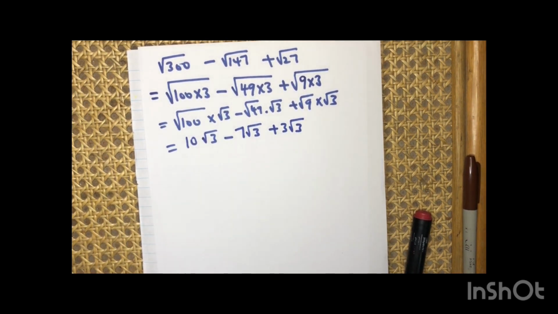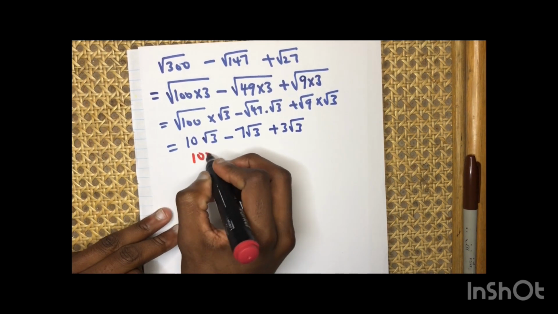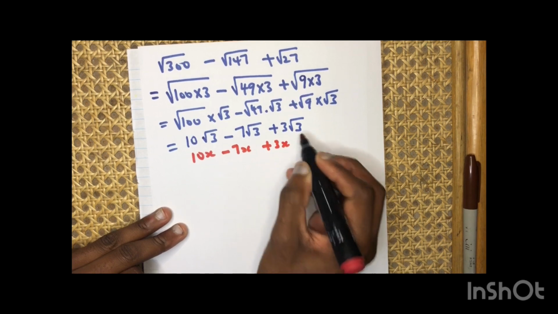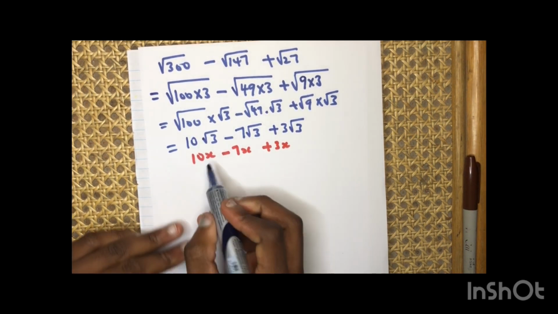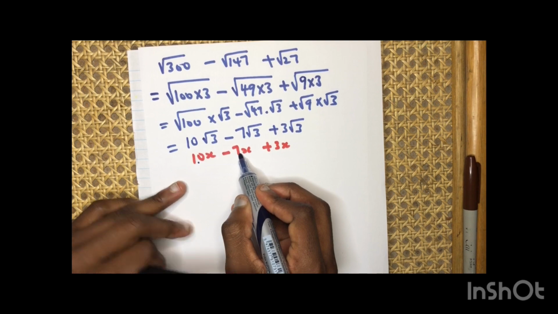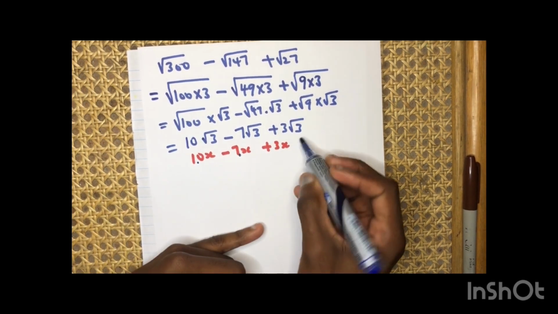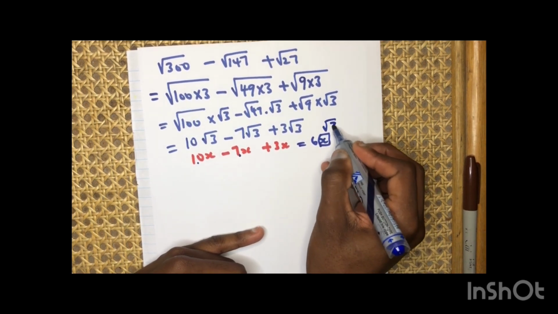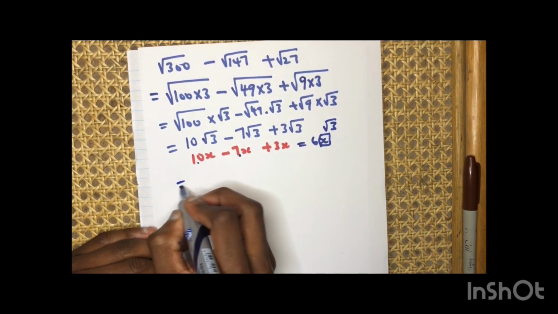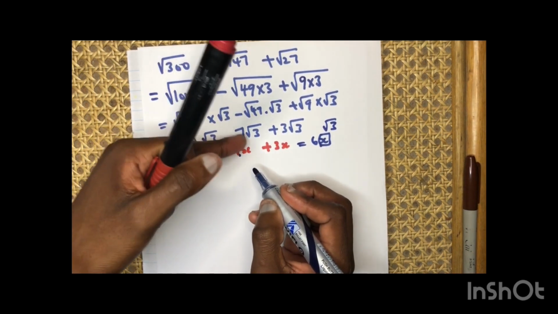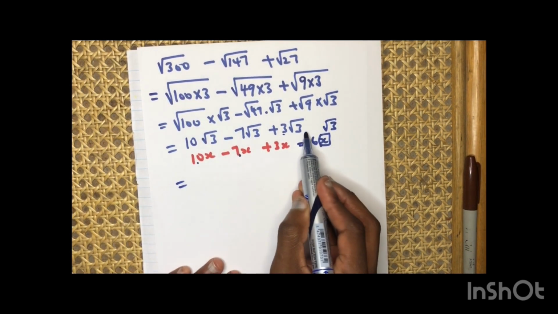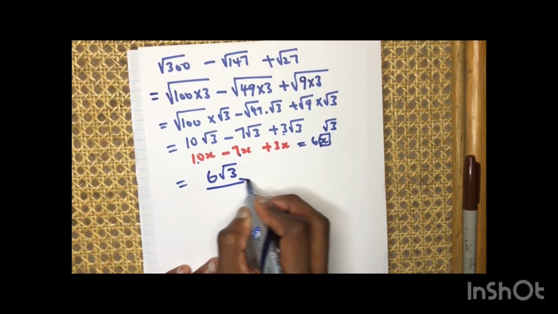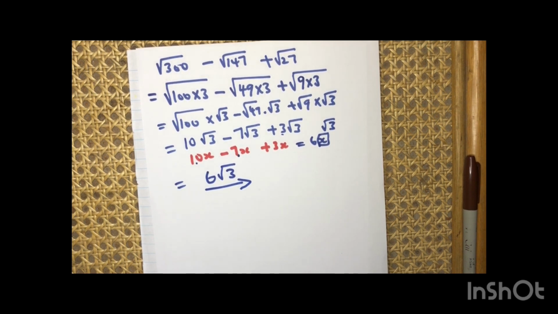Now, guys, you can consider this one as your 10x minus 7x plus 3x. So which means 10x minus 7x would give us 3x, plus 3x, which gives you 6x, but we don't have x here, we have root 3. So here the final answer, guys, if we say 10 root 3 minus 7 root 3 plus 3 root 3 is going to give us 6 root 3. So which is your final answer for the first one.